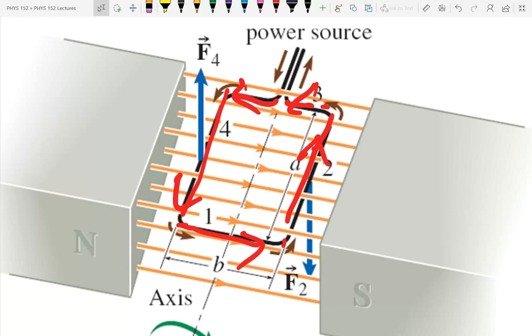You'll notice that it only shows force 2 and force 4. Let's just start with force 1. Force 1 is on the end here. And so using the right hand rule, let's find the direction. What direction should I point my index finger? I should point it that way. So index finger on my right hand is pointing that way. What direction do I need to point my middle finger?